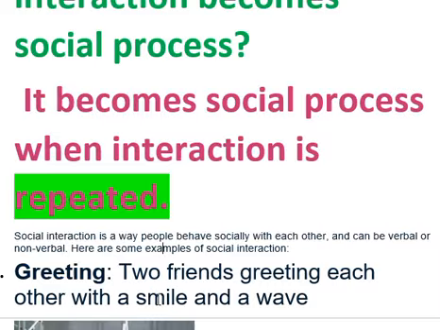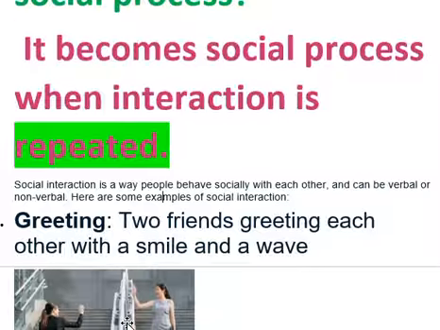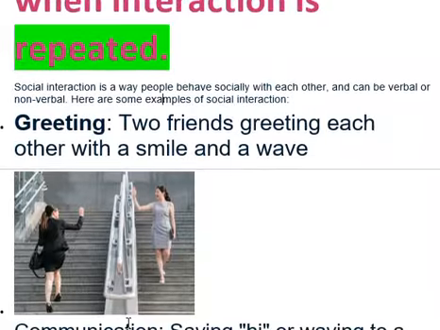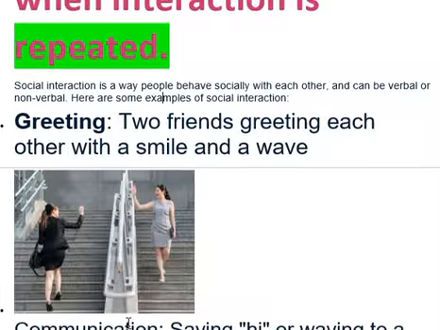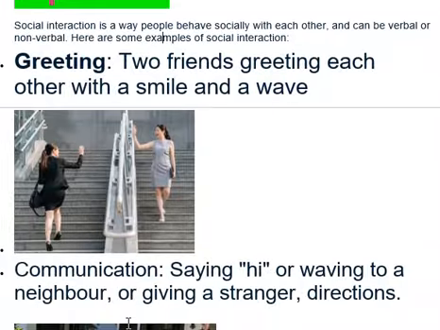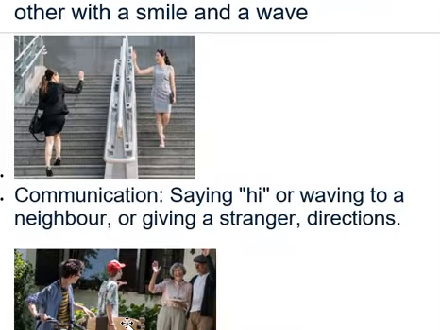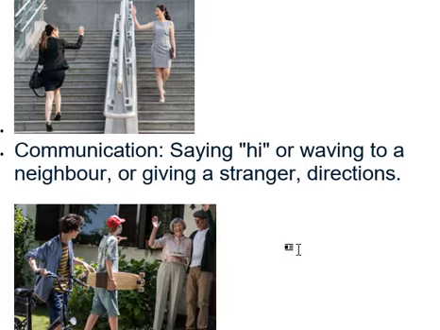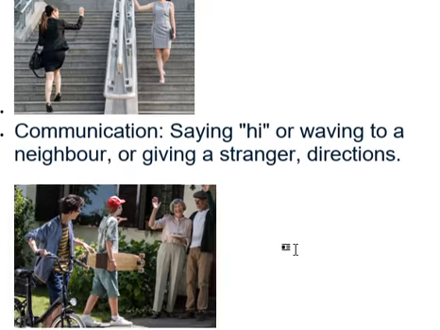Let us check some examples. Greeting. When two friends greet each other with a smile and wave their hands, it is an example of a social interaction. And it may be in the form of a kind of communication. Communication may be a simple communication or a long communication. Saying just hi or bye, waving hands to a neighbor, or giving a stranger directions, all those things can also be termed as social interactions.